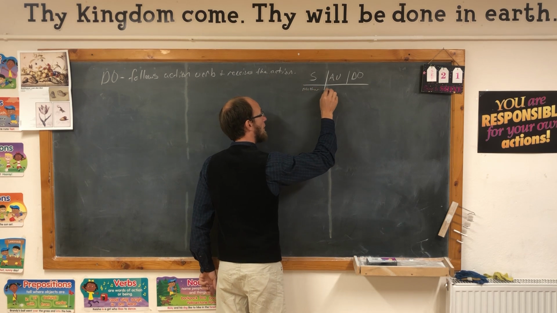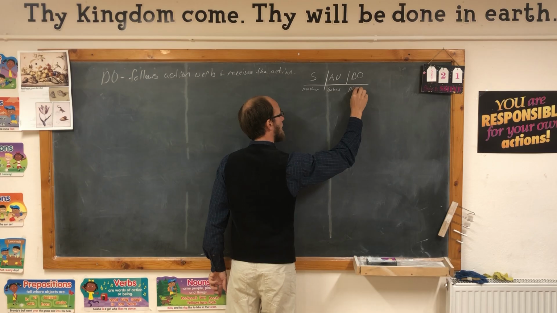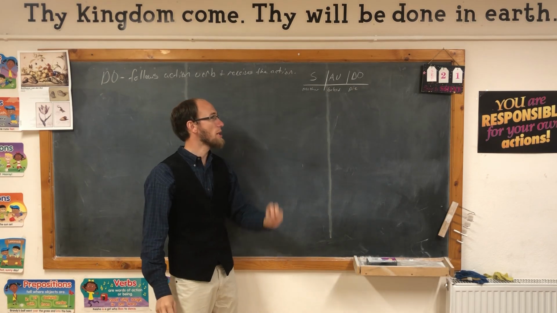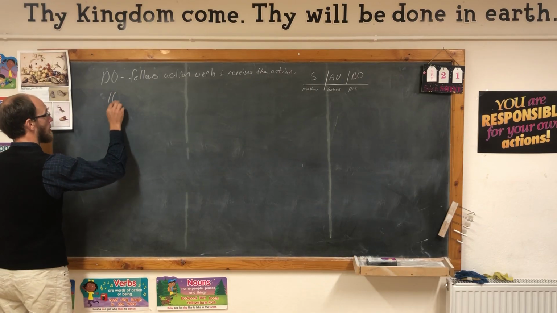Mother baked a pie. The pie receives the action of being baked. Mother baked a pie. Now, indirect objects are quite similar.